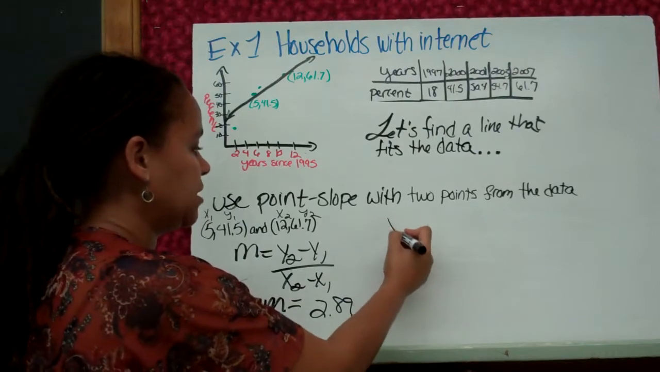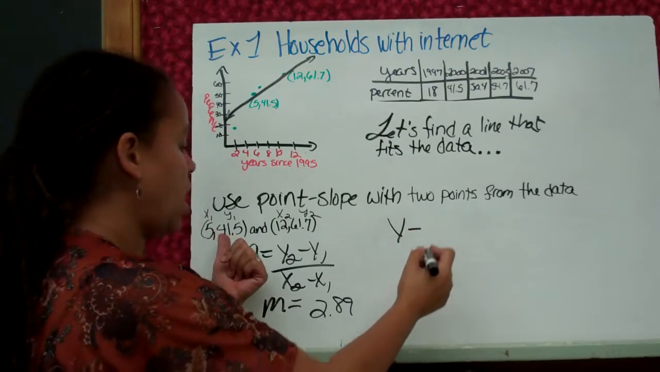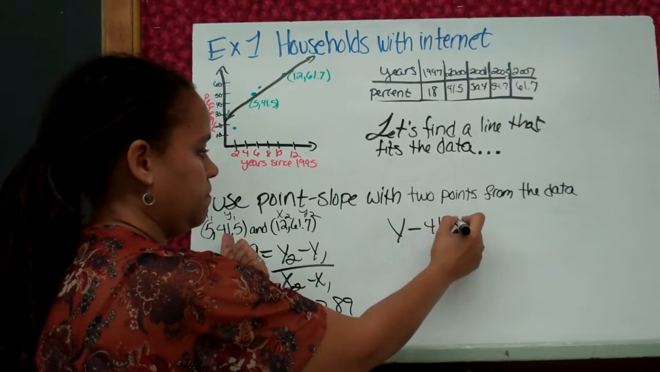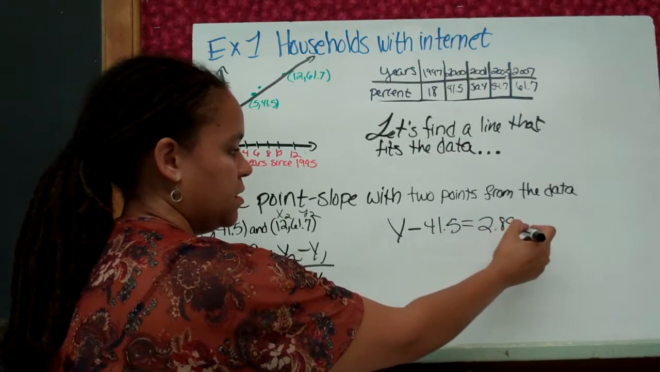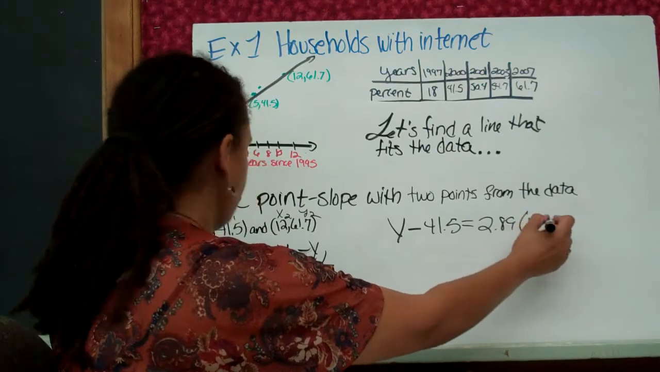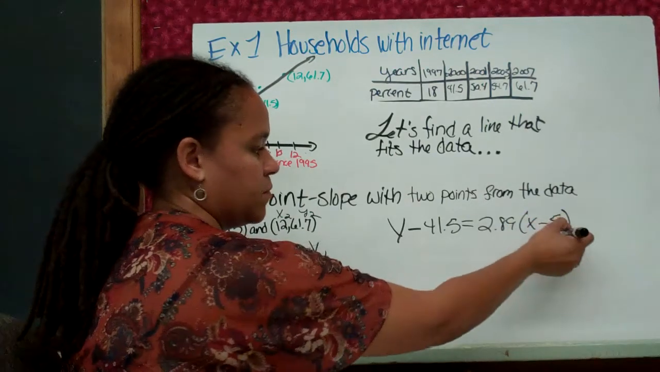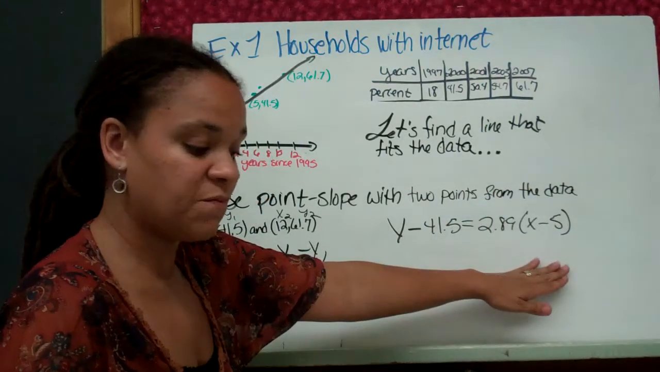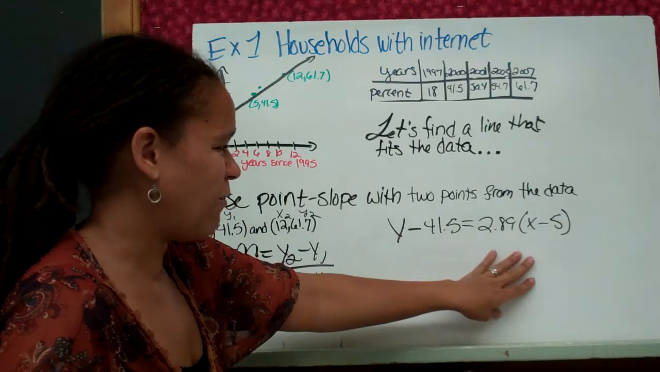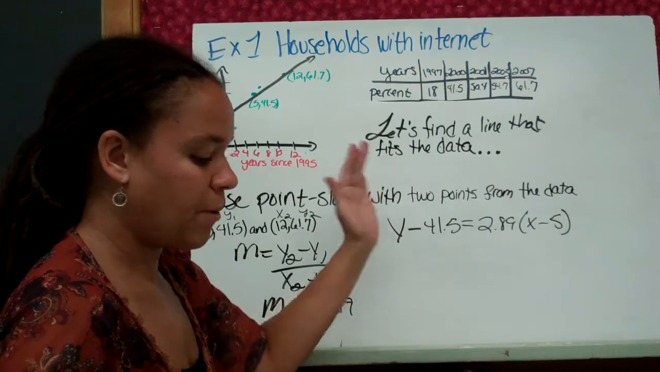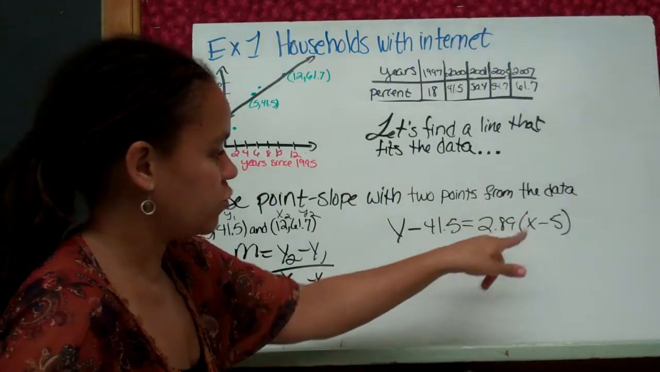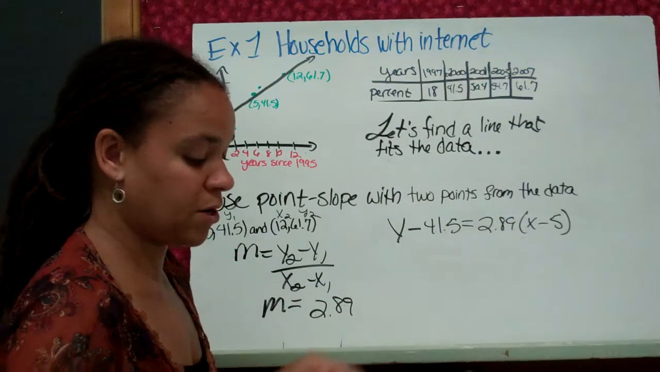And then we would do point slope. y minus y1 is equal to m times (x minus x1). So I've written it out in point slope form. You could leave it that way. It's not very simplified. I wouldn't prefer to see it that way. I would go ahead and simplify it, distribute, and make it in slope-intercept form.